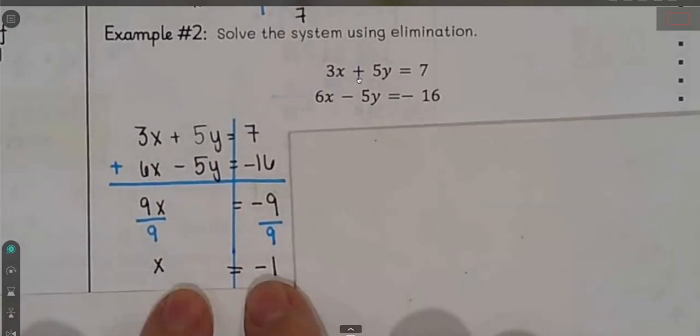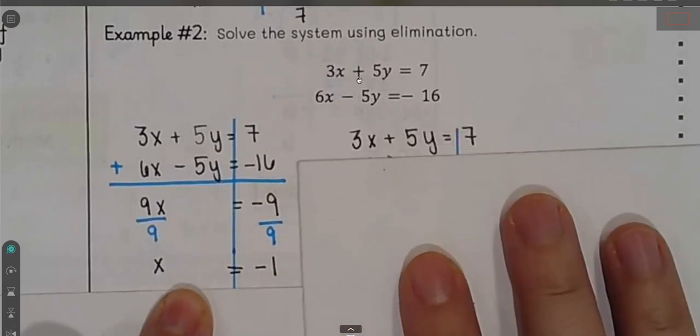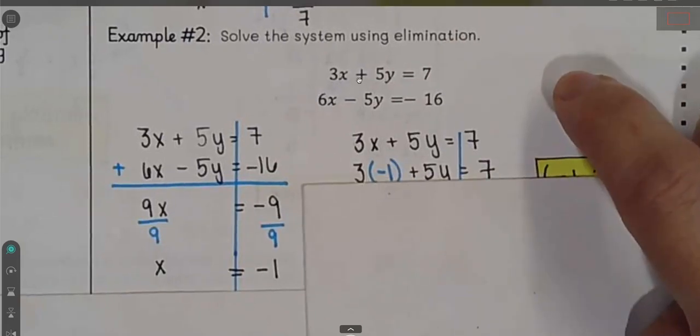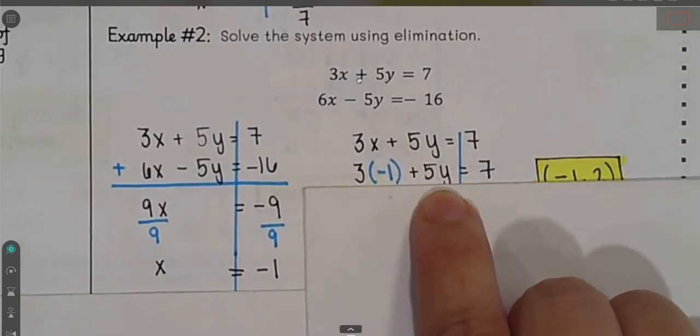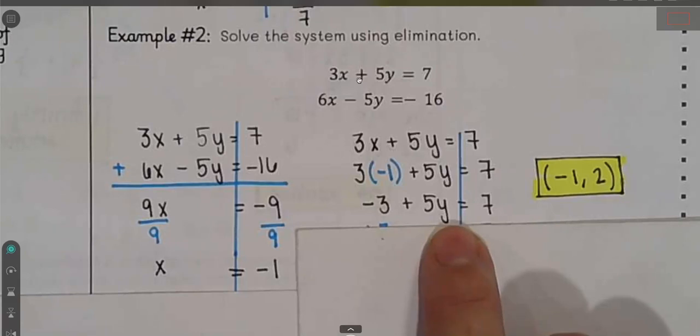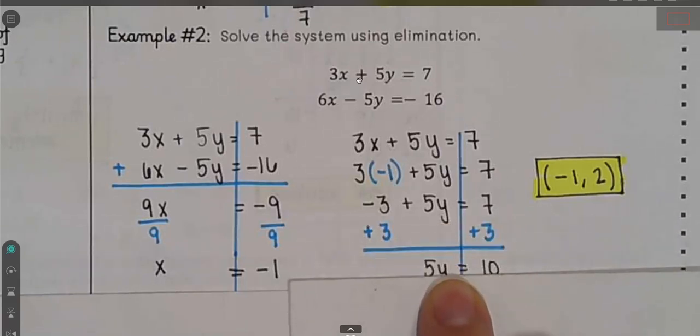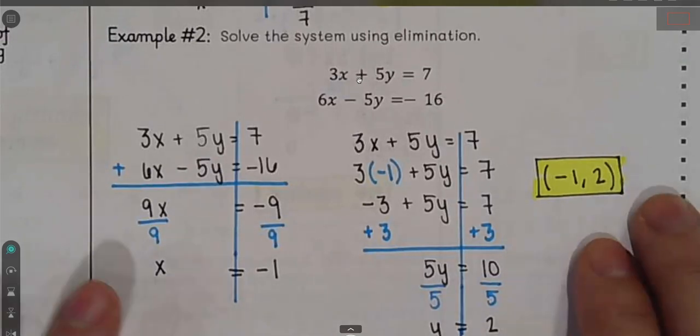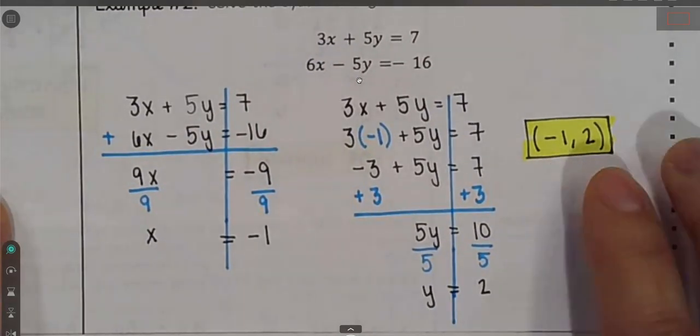Now, once again, I have a number answer for x. I can plug that in. It doesn't matter which one. I just picked the first one. 3 times negative 1 plus 5y equals 7. Negative 3 plus 5y, I'm going to add 3 to both sides. 5y equals 10. y equals 2. So my answer is negative 1, 2.